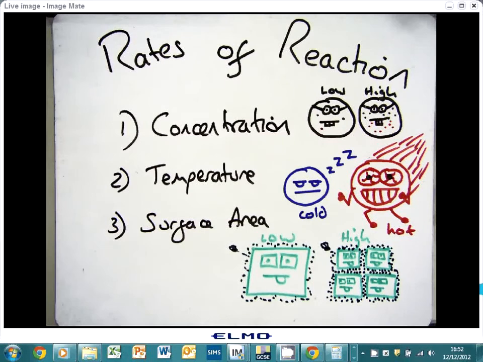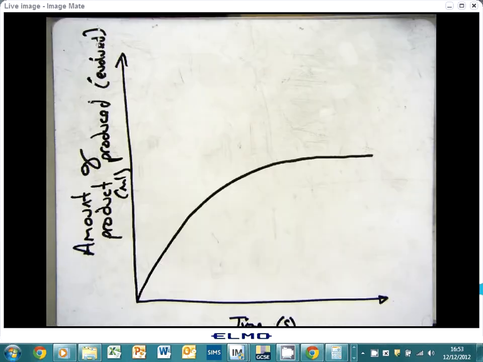There are 4 different ways to change the rate of reaction: concentration, temperature, surface area, and catalysts. We'll be looking at catalysts in a different section. What you need to be able to do is draw graphs of increasing concentration, temperature, and surface area, and that effect on rate of reaction.